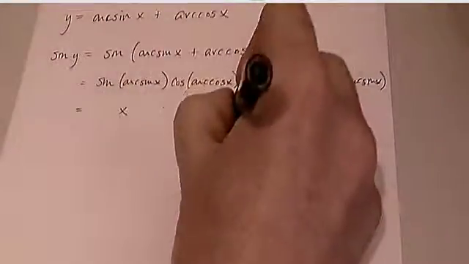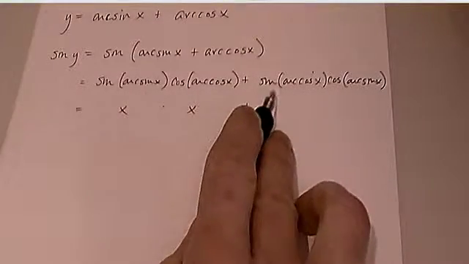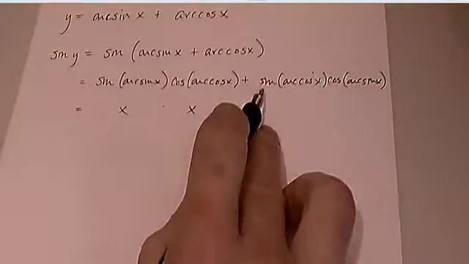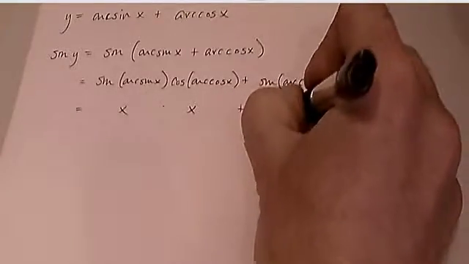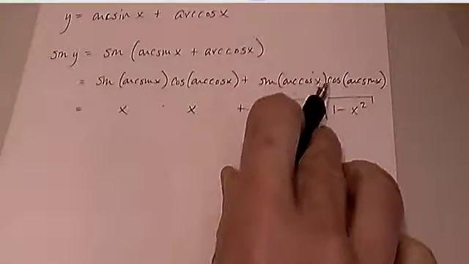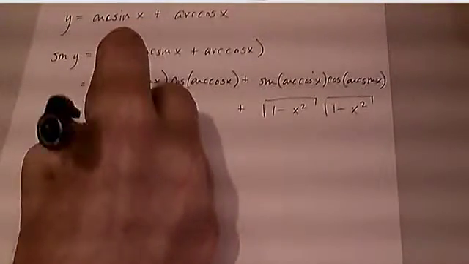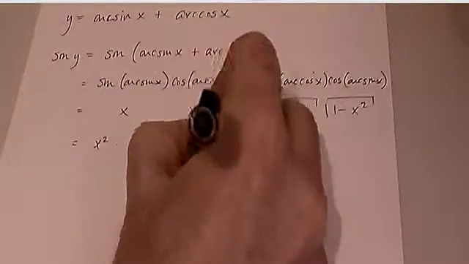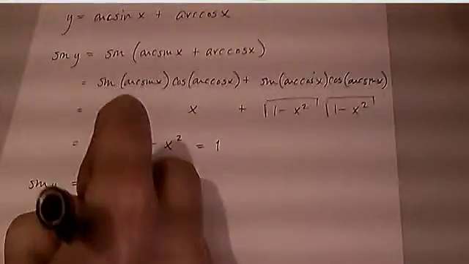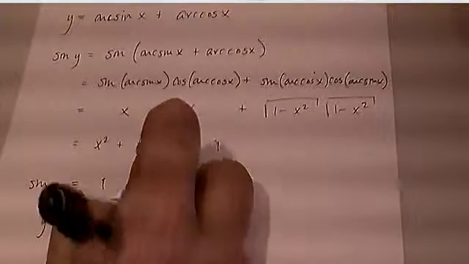Well, when you take sine of arcsine, that's obviously x. When you take the cosine of arccosine, that's obviously x. When you set up the triangle right here, you take the sine of arccosine, you wind up getting the square root of 1 minus x squared. And if you don't believe me, go ahead and do it yourself. And the same goes for cosine of arcsine. So this winds up being x squared plus 1 minus x squared, or 1. So sine y is equal to 1, so y is equal to arcsine of 1. Now arcsine of 1 is pi over 2.